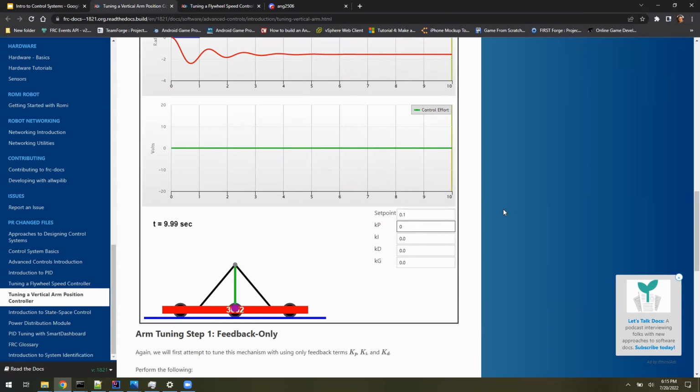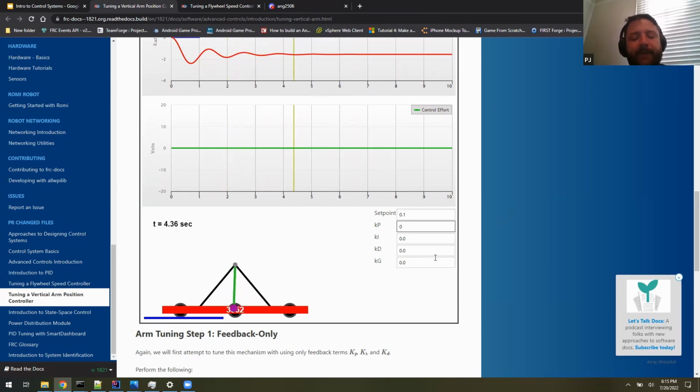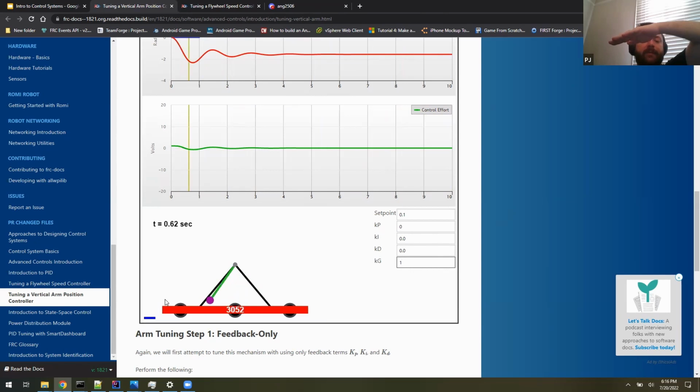kG, or the gravity. Yep. So under the hood, this is some constant that's multiplied by the cosine of your current angle. So let's just try a number out. What we would hope to see is when we tune this perfectly, this arm will just stay at wherever it is at time 0, which I think is probably like 45, 90 degrees, I guess. So it's not holding itself. So what should we do to the number?